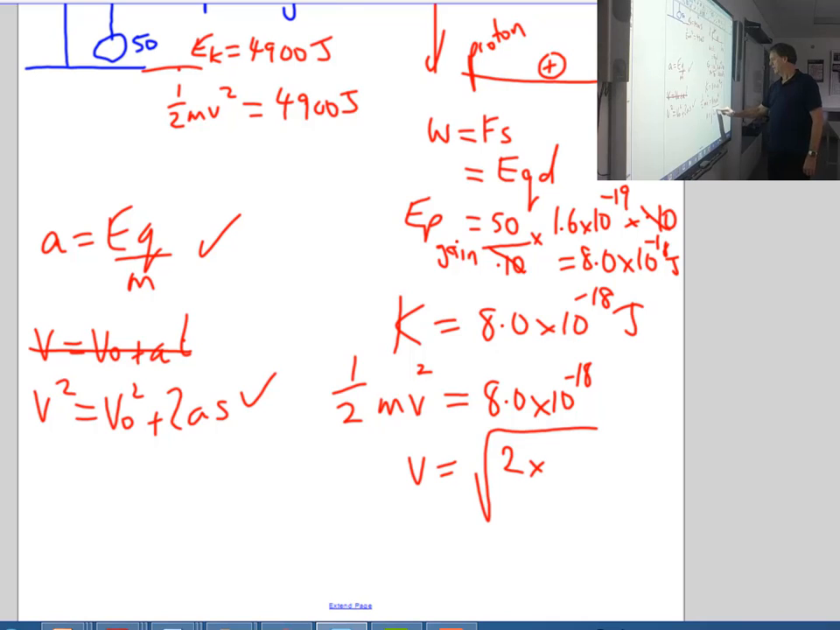Okay? Using the mass of the proton. Alright? No, 1.67 by 10 to the minus 27 for a proton. Don't forget to square root it.